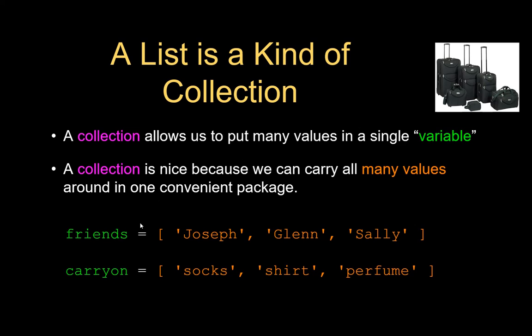For example, a list friends can be comprised of 3 names: Joseph, Glenn, Sally. And we have another list, carry on, which has a couple of values, and in this case those values are socks, shirt, and perfume. So here we have lists that are a collection of many values, in contrast to a variable that can only have a single value inside of it.